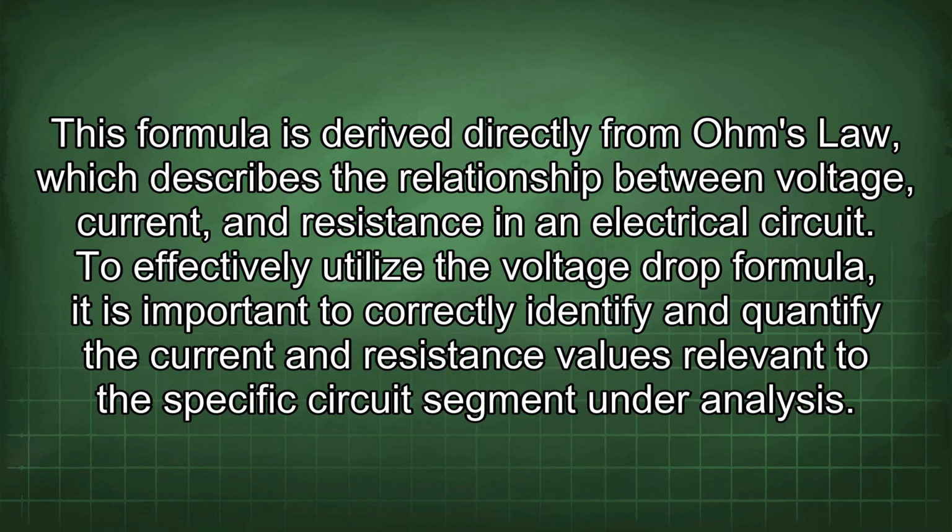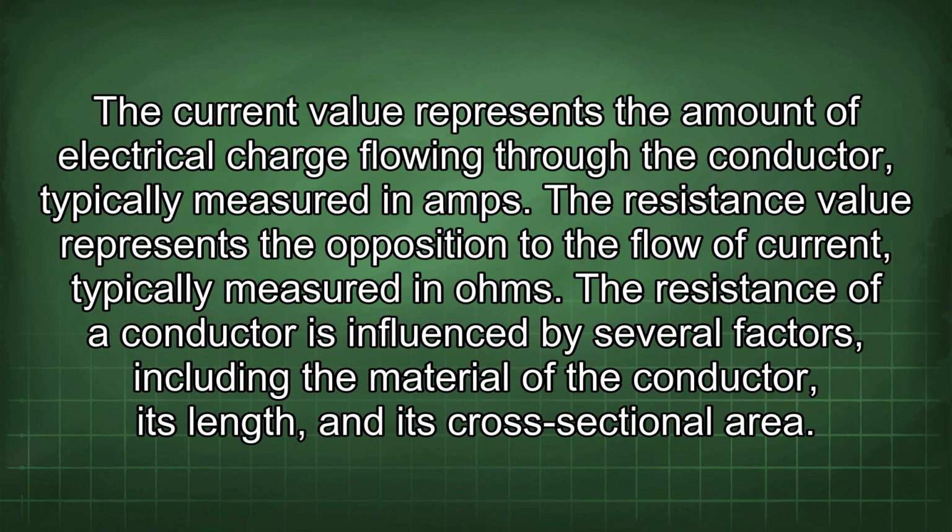To effectively utilize the voltage drop formula, it is important to correctly identify and quantify the current and resistance values relevant to the specific circuit segment under analysis. The current value represents the amount of electrical charge flowing through the conductor, typically measured in amps. The resistance value represents the opposition to the flow of current, typically measured in ohms.